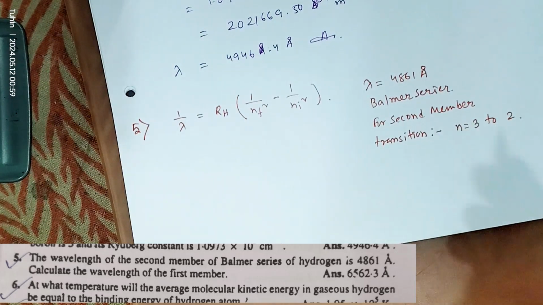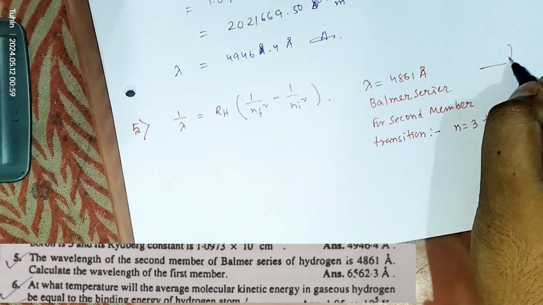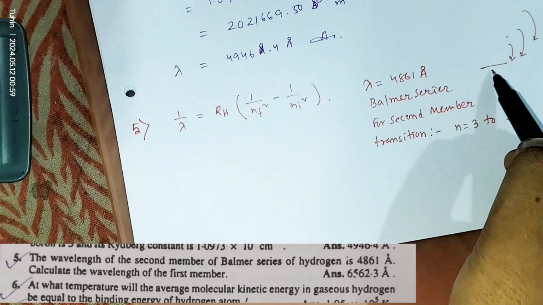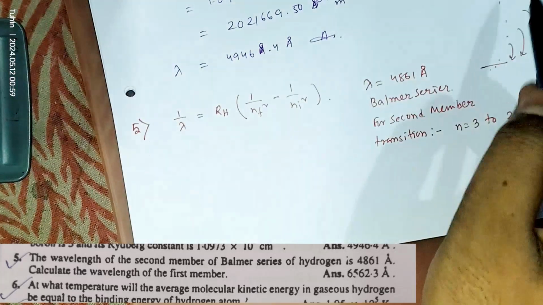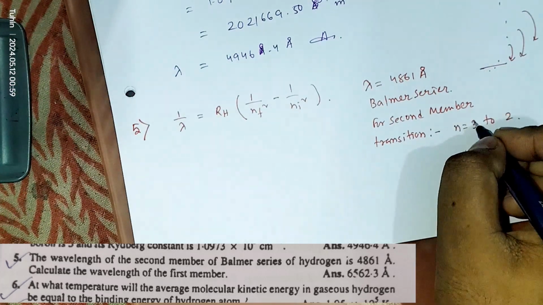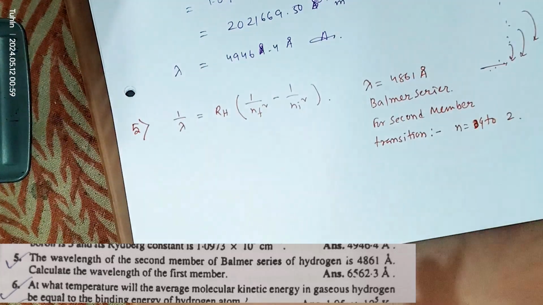Because you all know that for the Balmer series the transitions are 3 to 2, 4 to 2, 5 to 2, 6 to 2, and so on up to infinity. Fine, you all know this. So I think this is the second member of the Balmer series. So there will be 4 to 2. I have written this because the first line is 3 to 2 and the second line is 4 to 2.